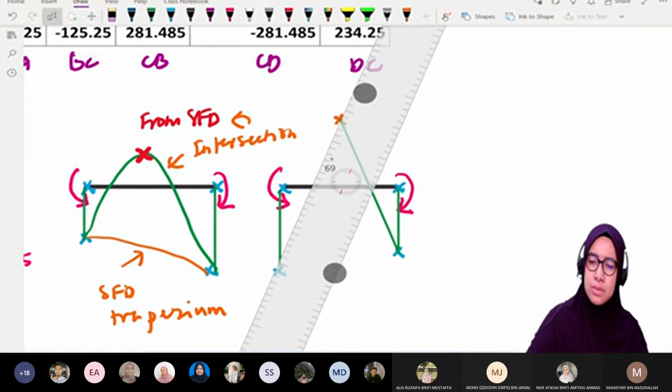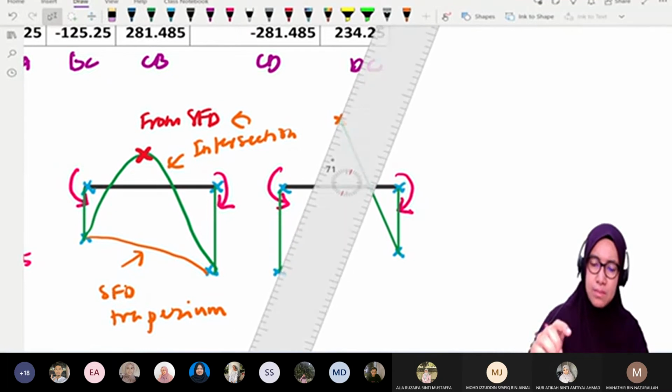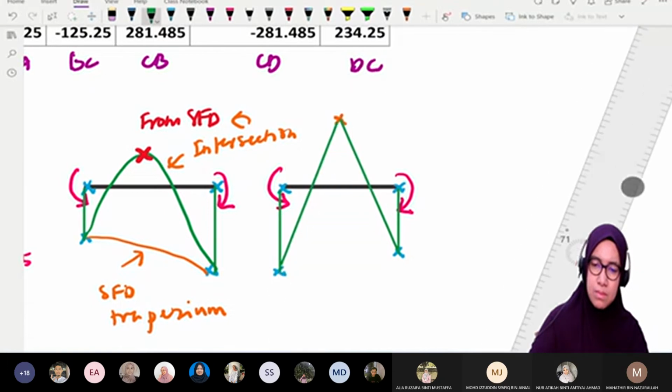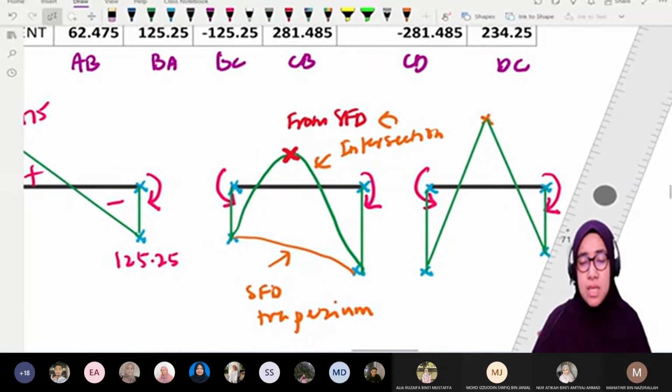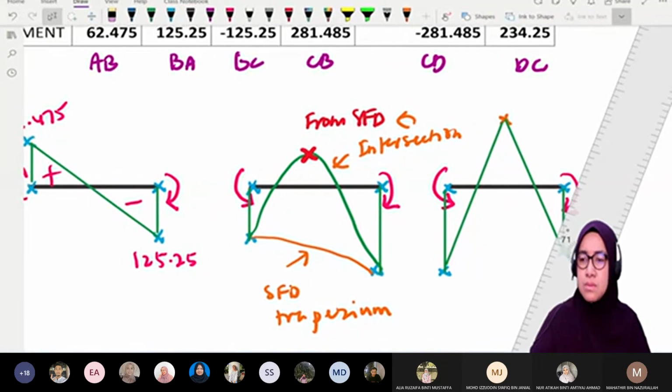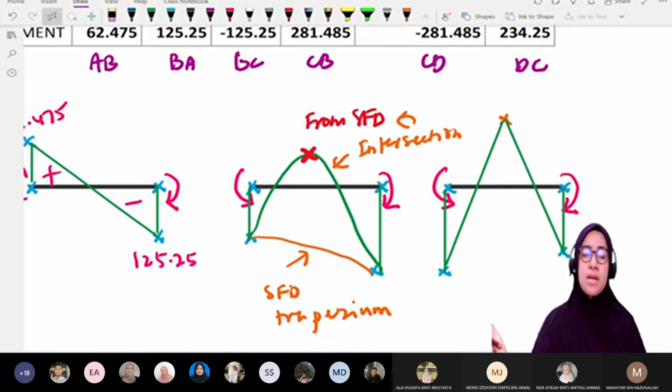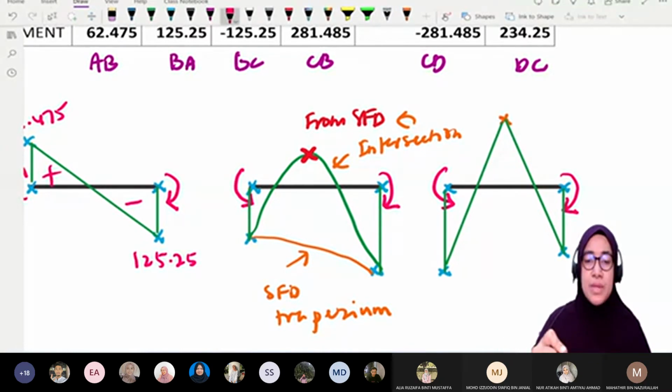Ni. Okay. Dia macam ni lah. Lebih kurangnya macam ni. Memang macam ni lah. Ni lah jawapan dia. Okay. So value-value dia ni kan. So dekat sini 234.25. Okay. Yang bawah yang ni 281.485.